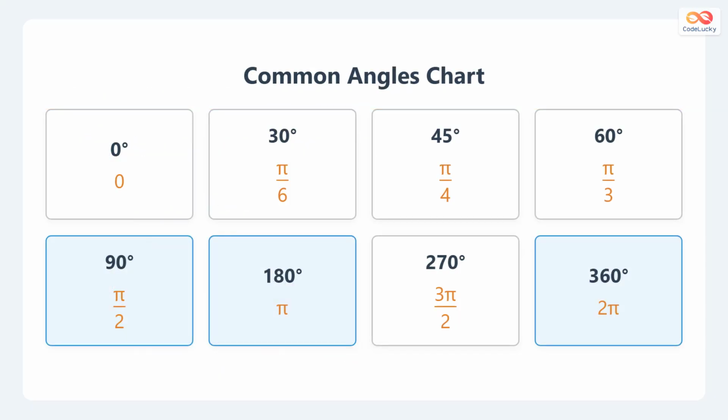Here are the most common angles you should know. 0 is 0, 30 degrees is pi over 6, 45 is pi over 4, 60 is pi over 3, 90 is pi over 2, and remember, 180 is always pi.